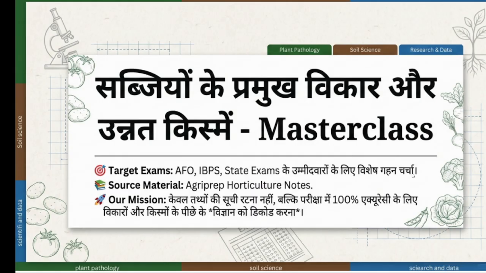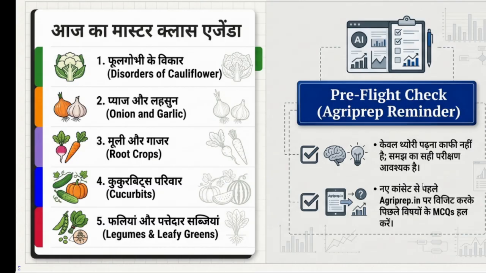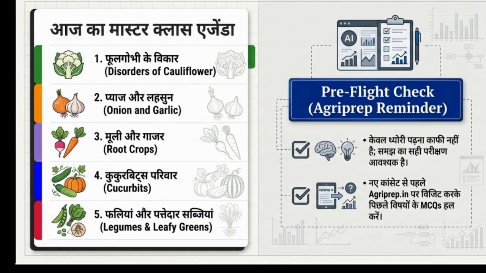Yes, and our mission today is very clear. We will completely decode cauliflower disorders, onion and garlic production, root crops like radish and carrot, as well as the production of cucurbits, peas, cowpea, clusterbean, and spinach. When we say decode, we mean we will not just repeat a list of facts, but understand the science behind them so that there is no chance of forgetting anything in the exam hall.